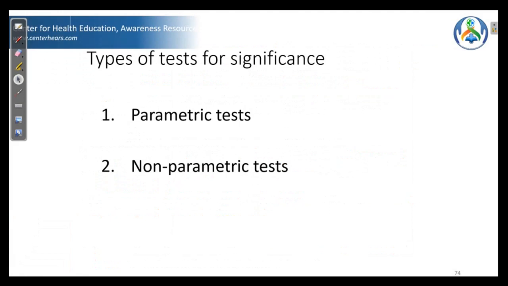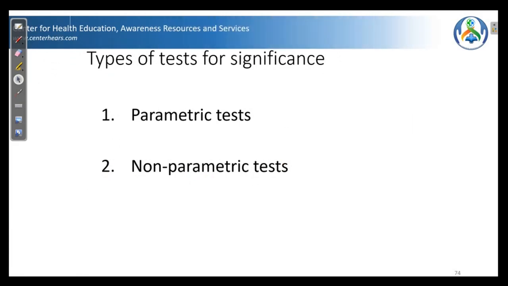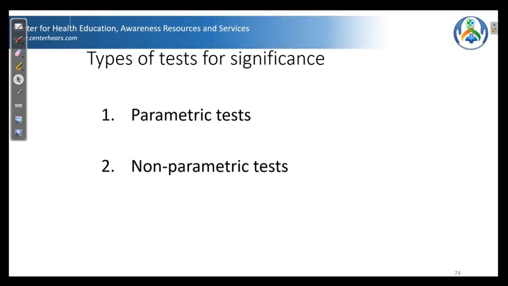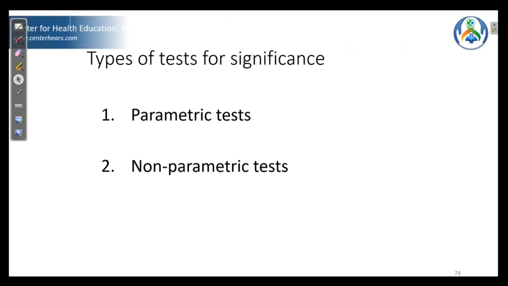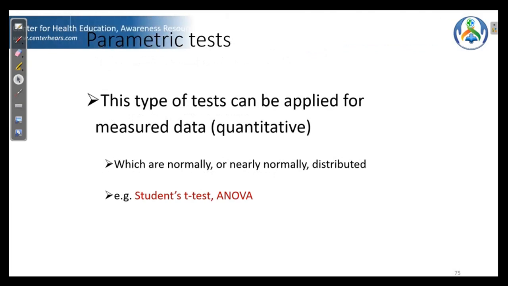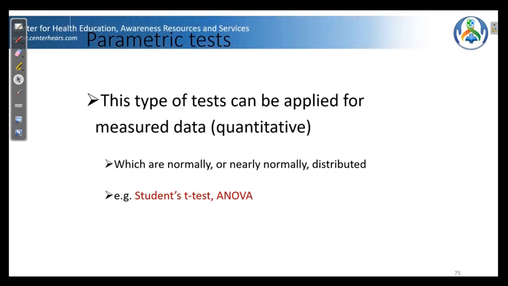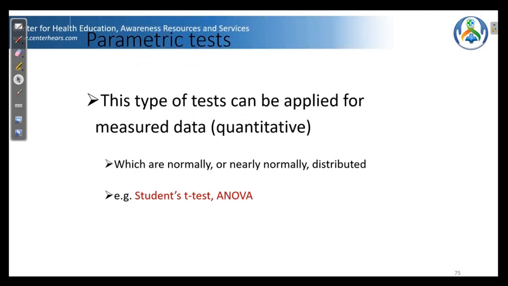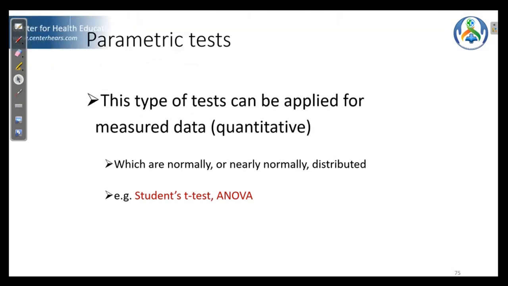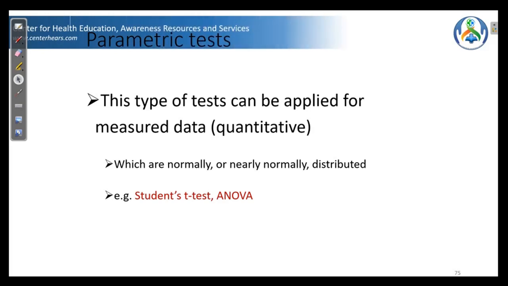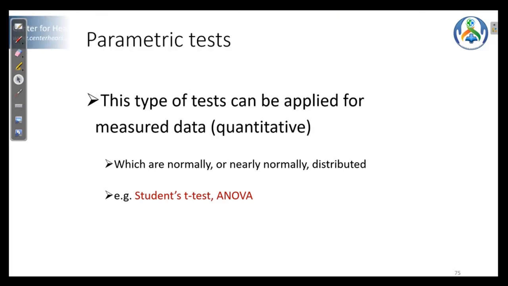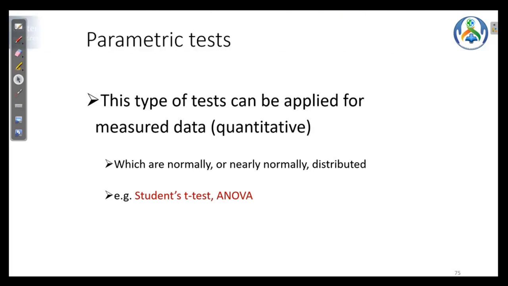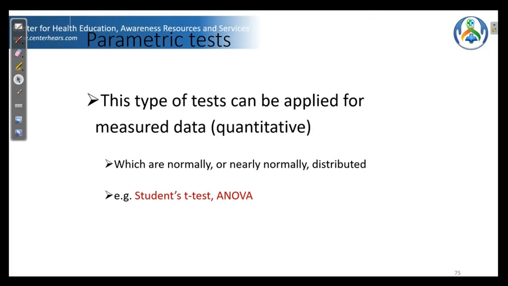Now, what are we going to read for a test of significance, how we will get the p-value, right? There are two types of tests: parametric test and non-parametric test. The parametric test can be applied for measured data, that's quantitative data, which we have already seen, and examples are student t-test and ANOVA. If it is quantitative data which is approximately normally distributed, then we can go for the student t-test or ANOVA test.